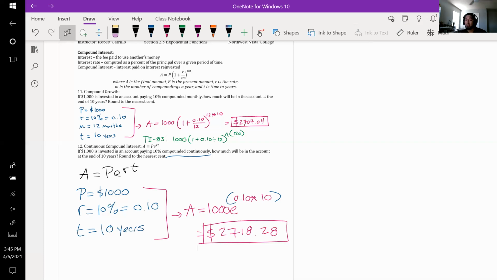And we'll get more into these types of problems in chapter 3. We still have 2.6 to go over, and then we can start going to chapter 3. But any questions on this section?